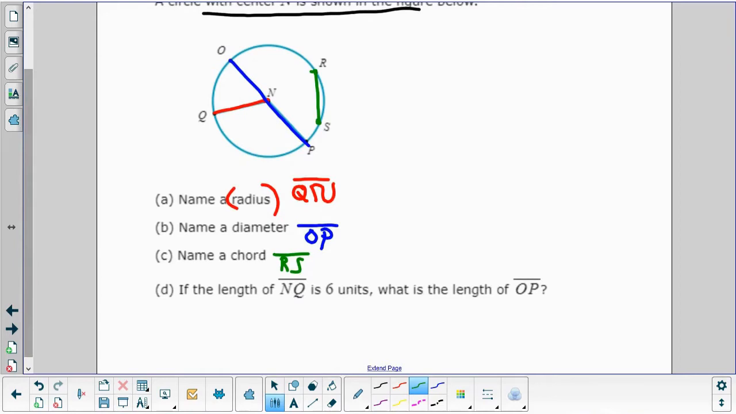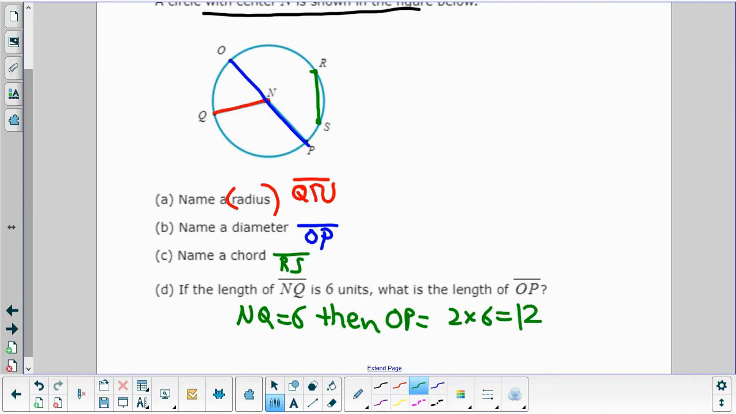Now, if the length NQ is 6 units, what is the length of OP? Well, we know that a radius is halfway across. And so if NQ equals 6, then OP is going to be double that. So it's going to be 2 times 6, which equals 12.